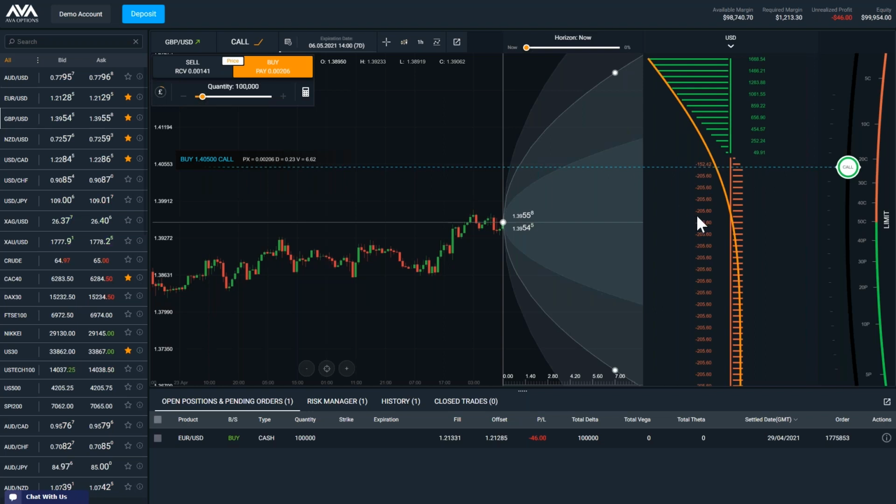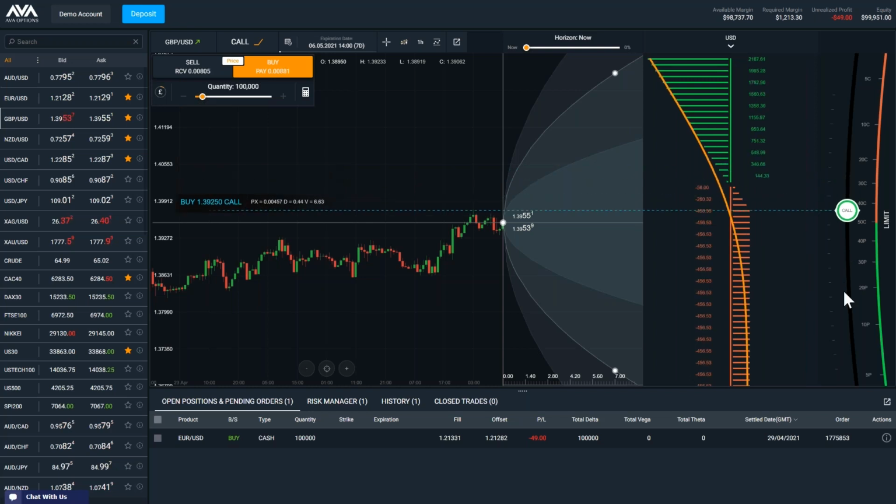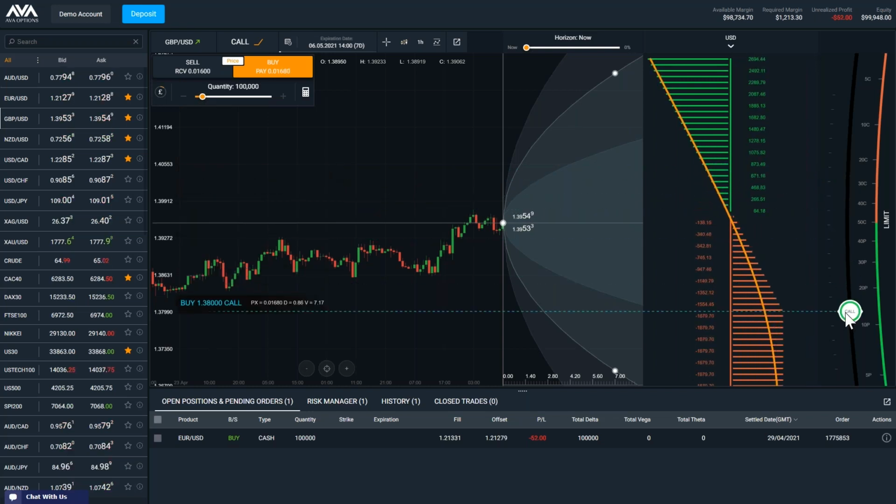So that delta is telling us how much we expect the option price to change as spot changes. If I move my strike much lower, I have the right to buy at 138, when the market's already trading at 139.50, this option is already in the money. So there's a very high chance it's going to stay in the money.